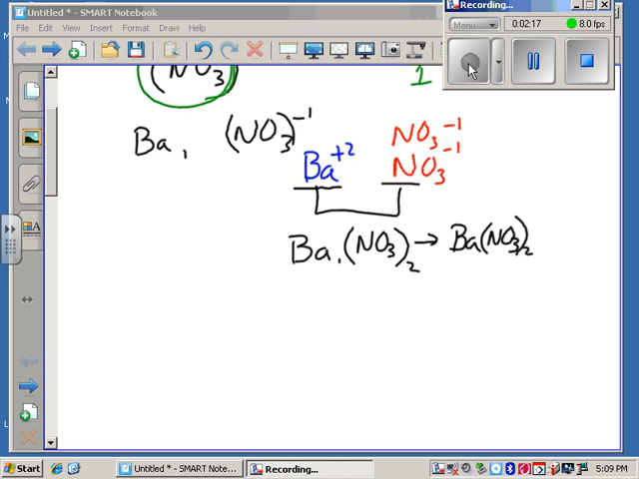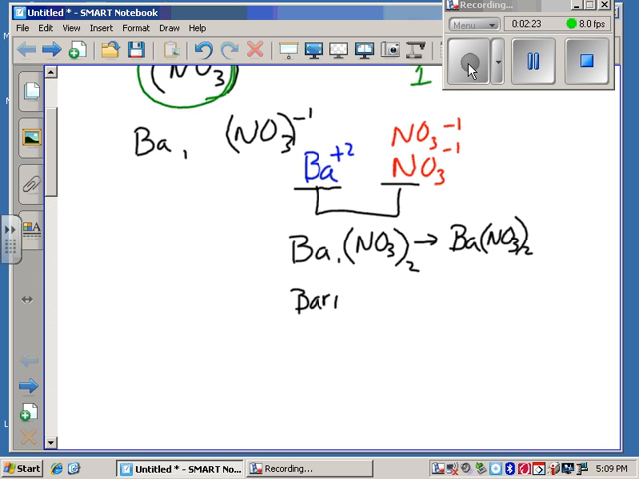The name is a little bit of a variation. We'd go ahead and still write barium like we've always done. But now the second part doesn't get any name change at all. So it's just nitrate, just as if you copied it right off your oxidation sheet. So barium nitrate doesn't change the ending to anything. It just stays with the same ending that it had on the sheet.